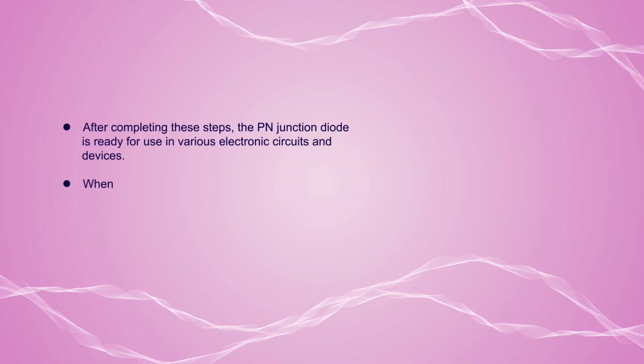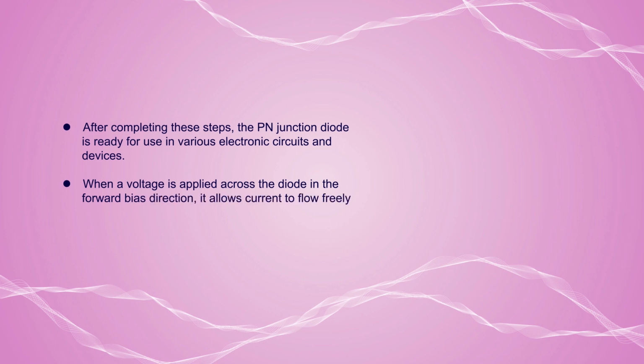When the diode is connected in any circuit for any application, and a voltage is applied across the diode in the forward bias direction, it allows current to flow freely through it. Now, here the word forward bias arises. The forward bias connection is the direction in which the current is allowed to flow from anode to cathode, and in a similar way the other direction is called the reverse bias direction.